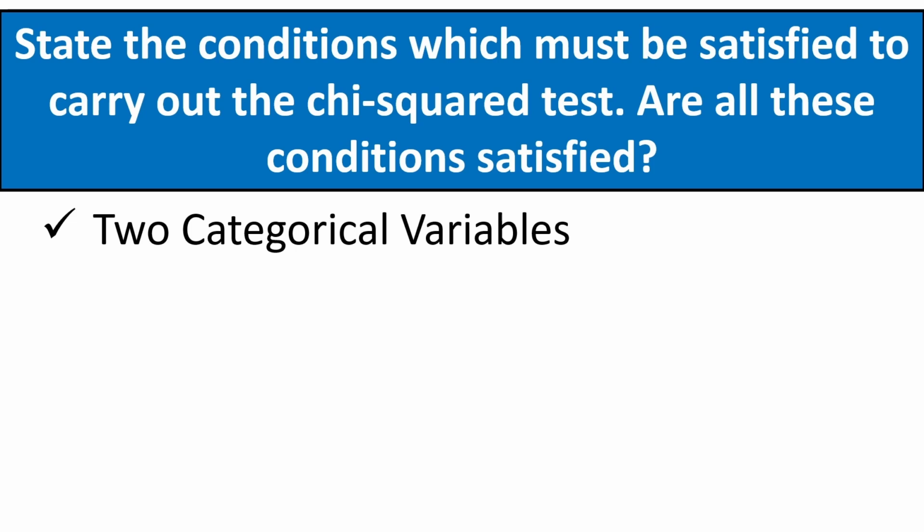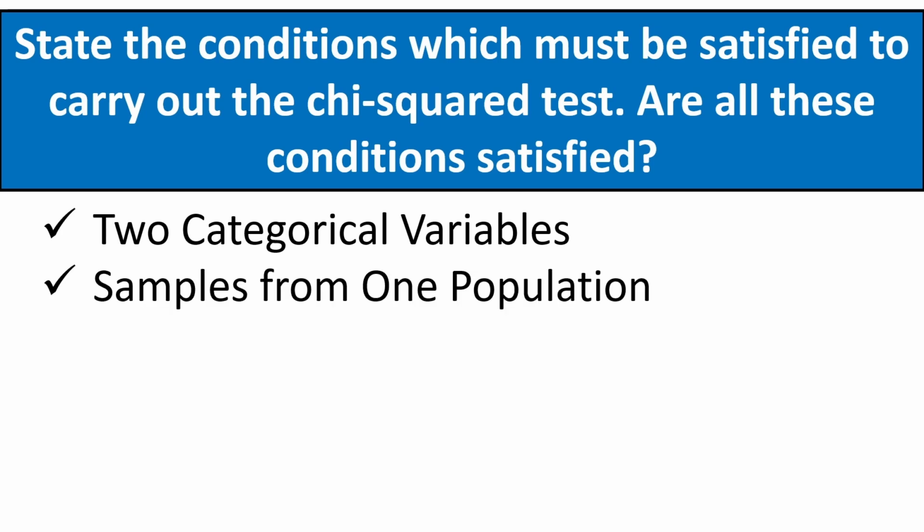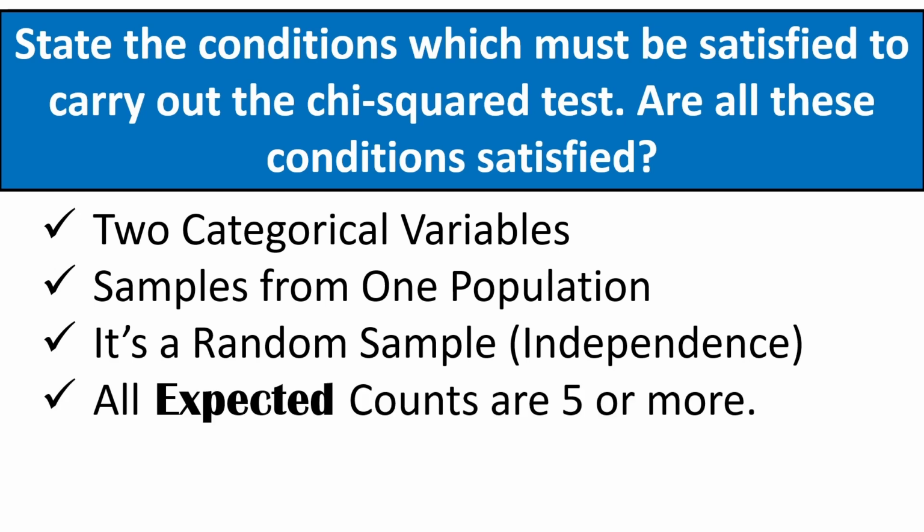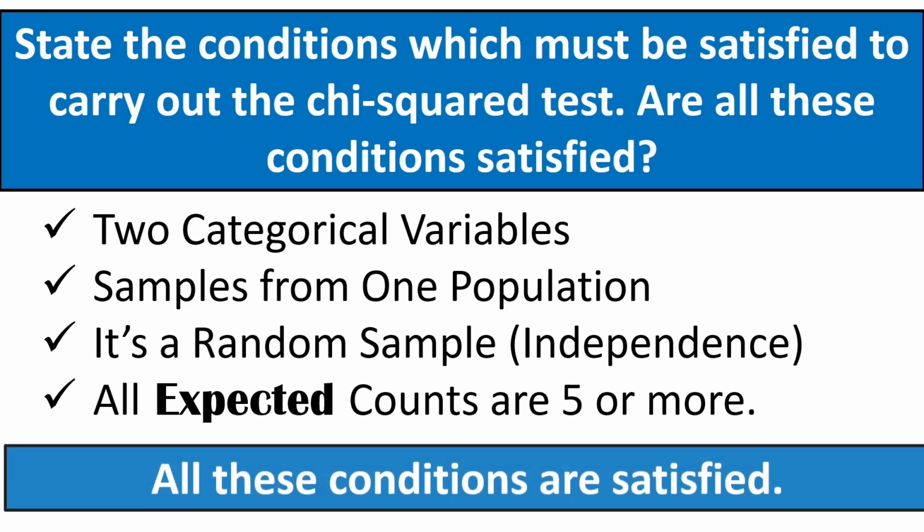Okay, so those conditions are, first, you have to have two categorical variables. It's an independence test, and we're asking to see whether these two categorical variables are independent or not. So we have to have two of them. The samples are drawn from a single population. Of course, it has to be a random sample. That gives us the independence. And then perhaps the most important of the conditions is the expectation. The expectations or expected counts must all be 5 or more. And if you look at the previous table, we can see that that indeed is the case. So all of these conditions are satisfied.